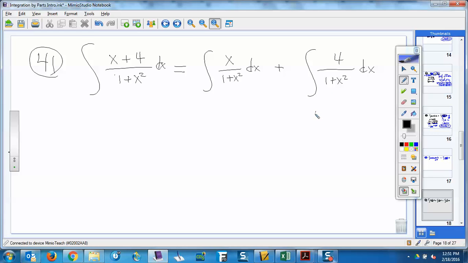This one over here is simply going to be 4 arctan of x. Right? That's what that's going to be. And then this one, we're going to let u equal 1 plus x squared. The du will equal 2x dx.